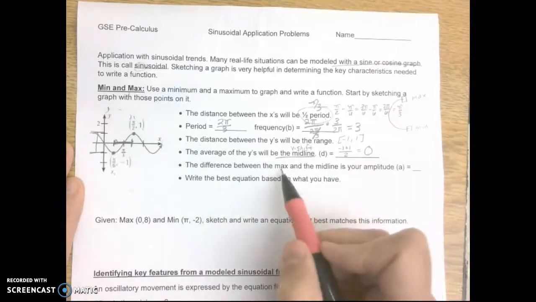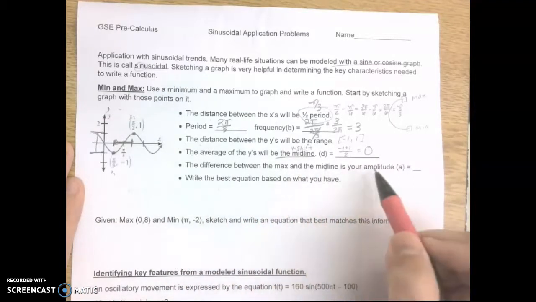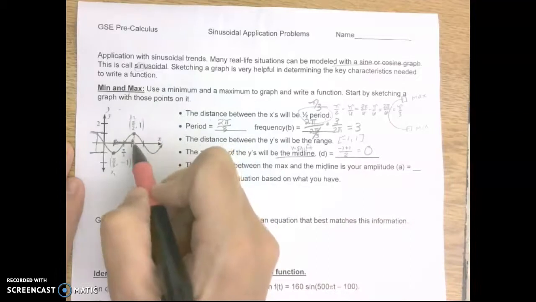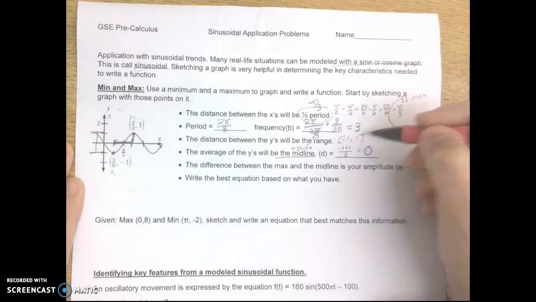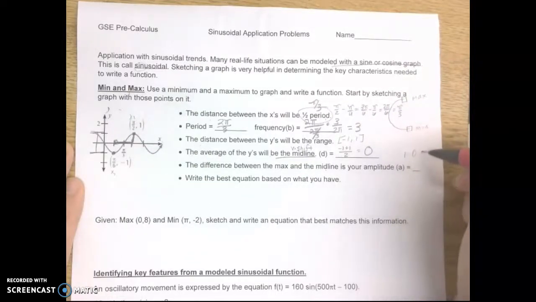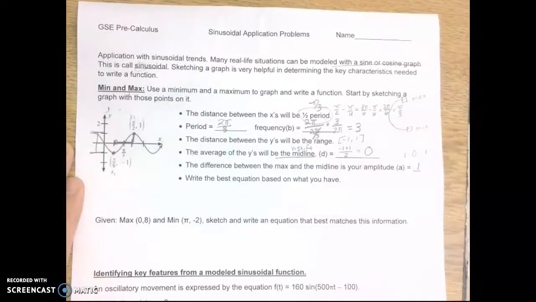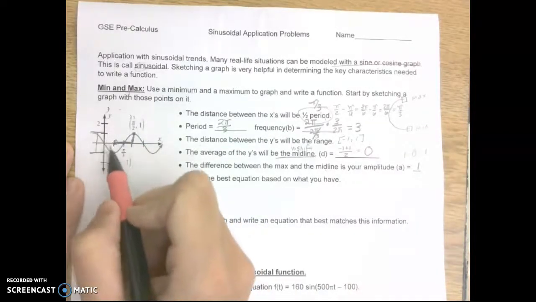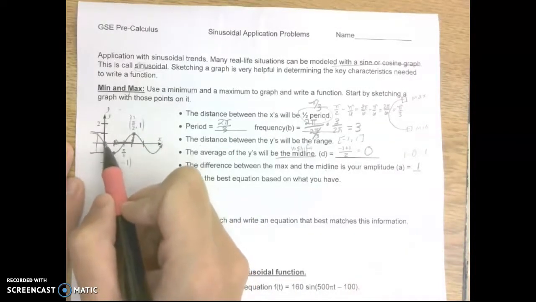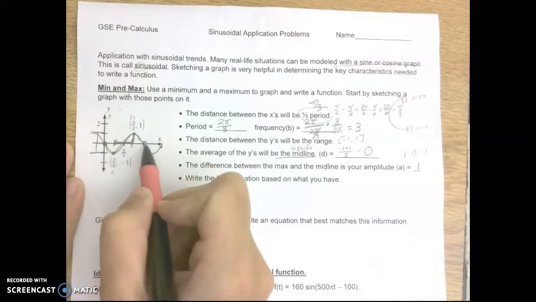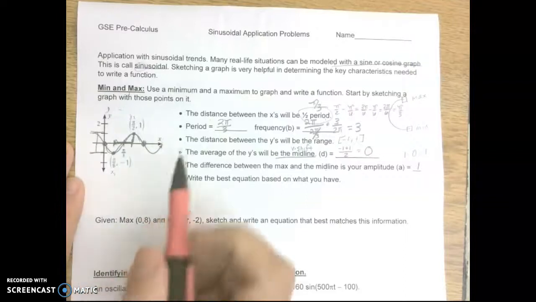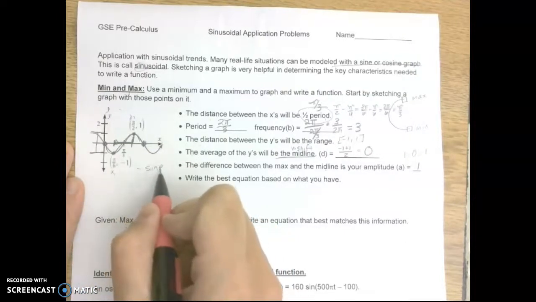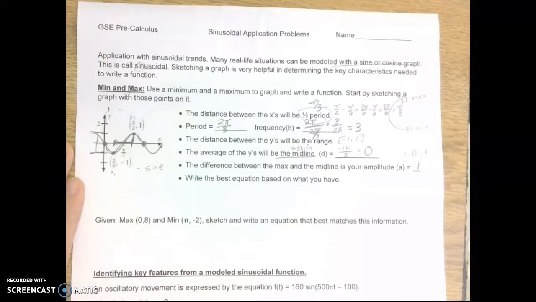The difference between the maximum and the midline is my amplitude. So I can look at my graph and find it, or I could just say, okay, if my max is 1, 1 minus 0 is 1. So my amplitude is 1. And because I have a graph, I can clearly see that it starts at 0, 0, and it looks like a negative sine function. So I use these clues to help me write the best equation.